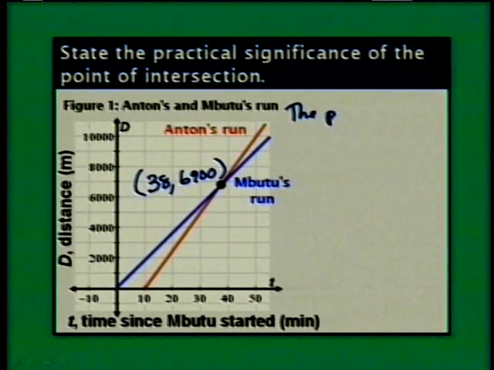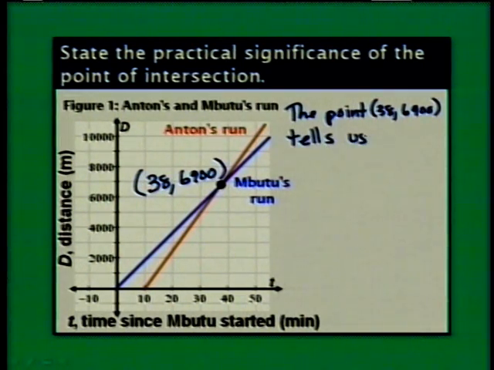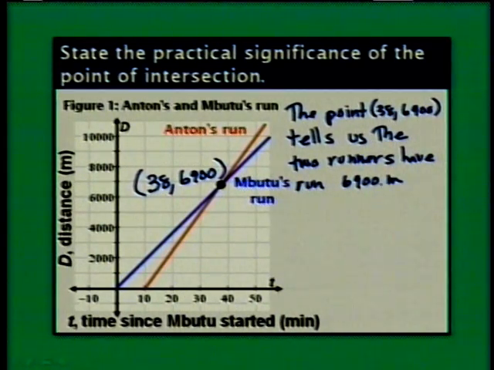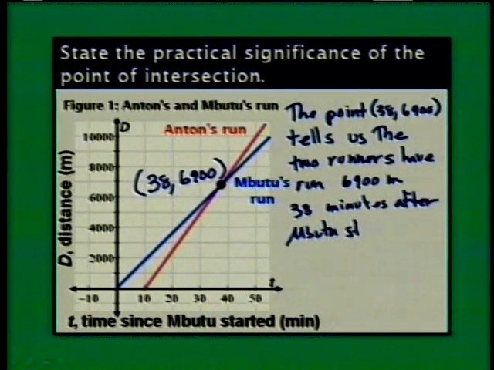So the point, 38, 6,900, tells us the two runners have run 6,900 meters, 38 minutes after Mobutu started his run. Remember, at this point in time, Anton's only been running for 28 minutes.